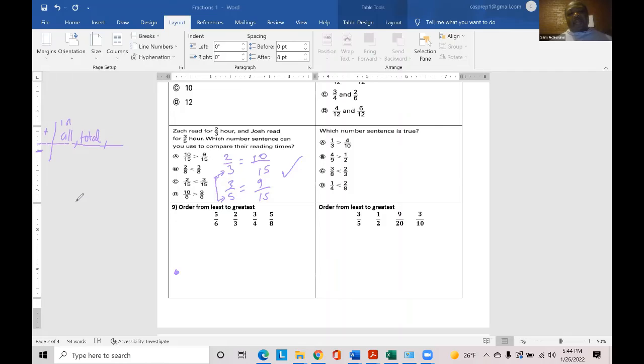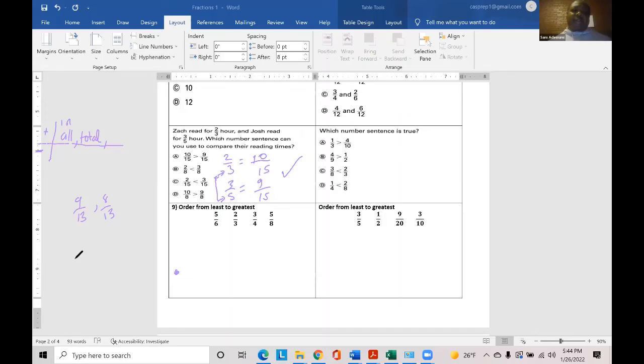So, Maddie, just think real quick. If I had 9 over 13 and I had 8 over 13, could you compare those two fractions together? Yeah. Why can you do that? Oh, well, because they have the same denominator.